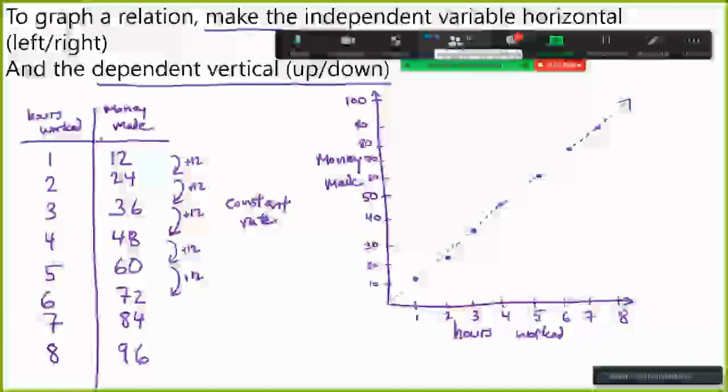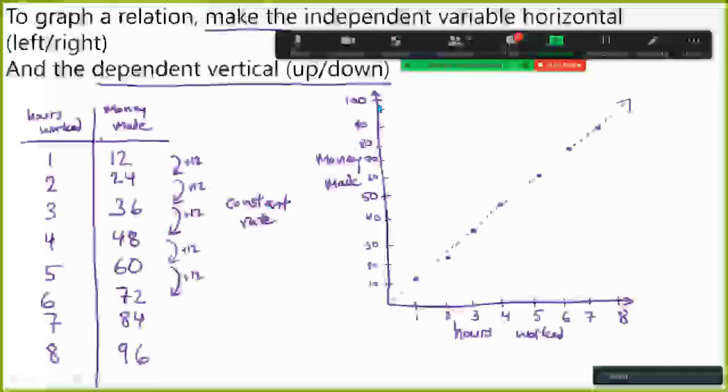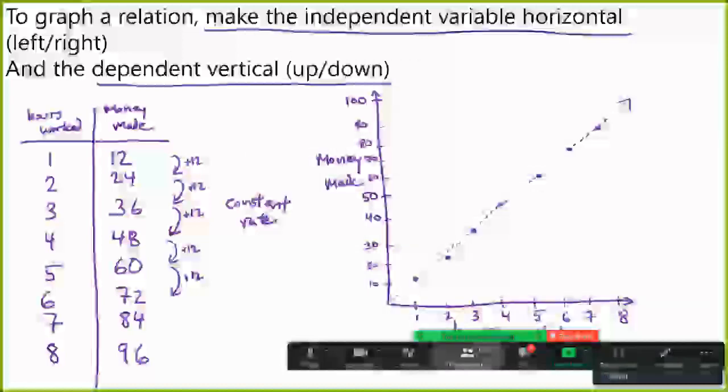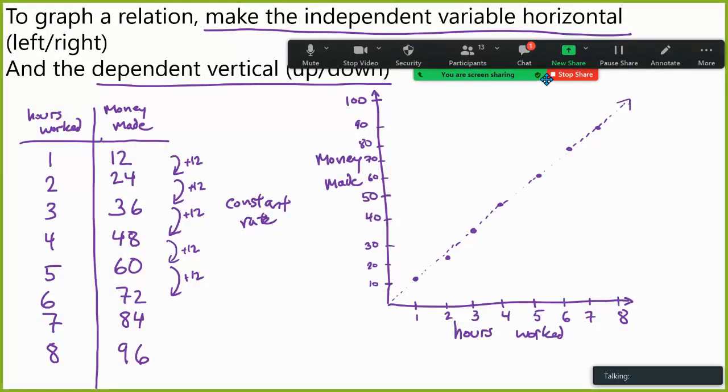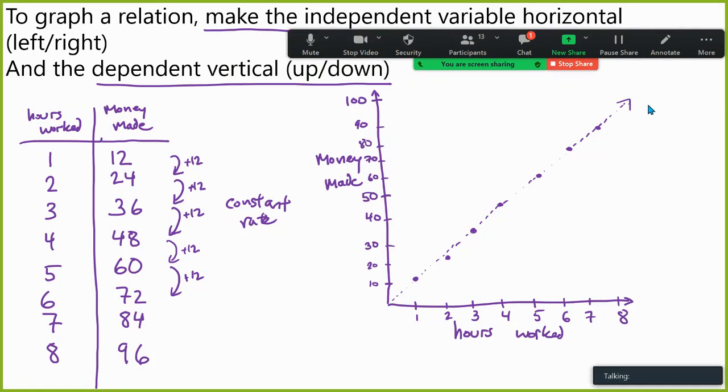Later, we'll look at some where that's not constant. For now, we are going to stick with mostly constant ones like this. Okay. Any questions? No? I'm going to move on. Let's try some more.